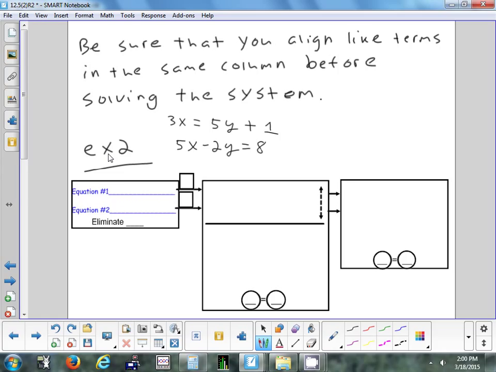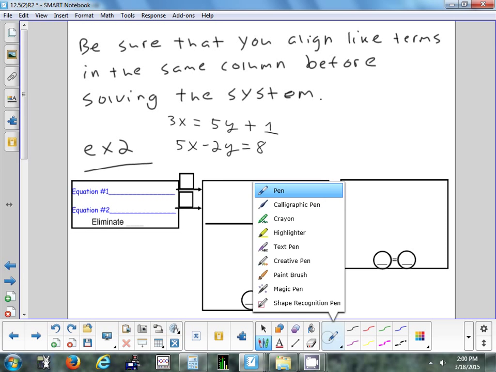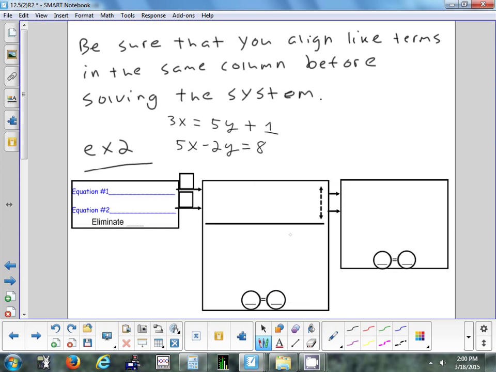And help me, Tyler, help me out again. When we're doing elimination, what are we looking for? What three things do we have to be able to eliminate? Same variable, like x and y. What else? Chelsea? Same number, different sign, right? Same number, different sign.